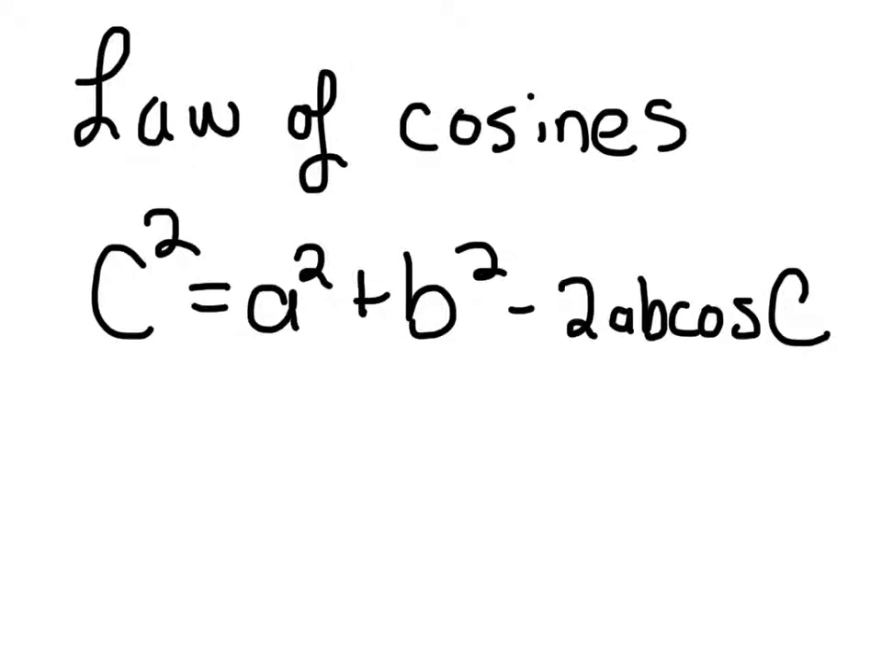Easy lesson today. It's the law of cosines. So you've already got Pythagorean's theorem memorized. And Pythagorean's theorem is for a right triangle. And it says that a squared plus b squared is equal to c squared.